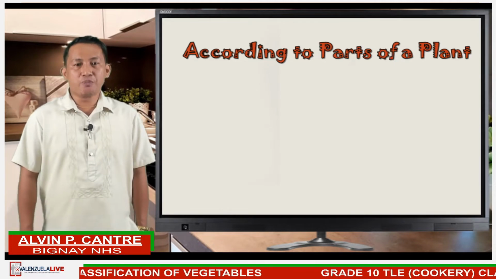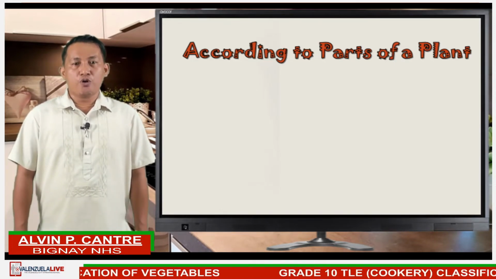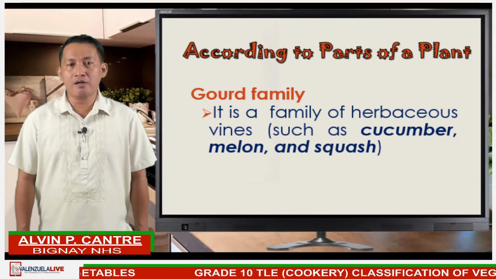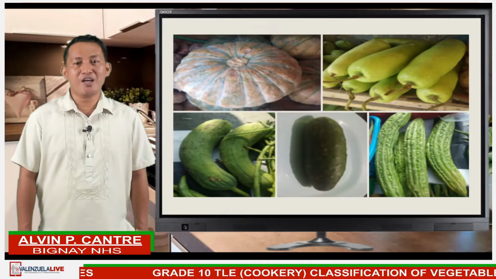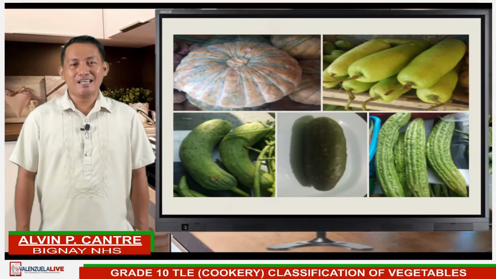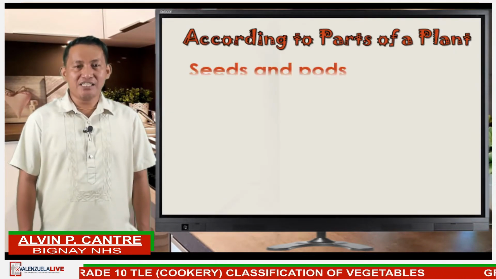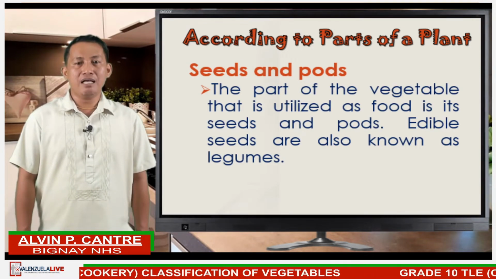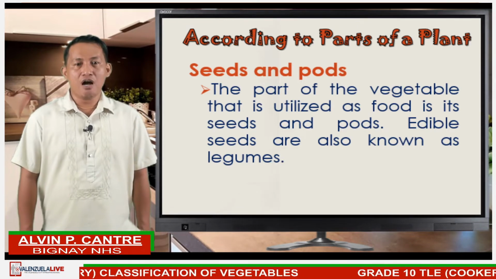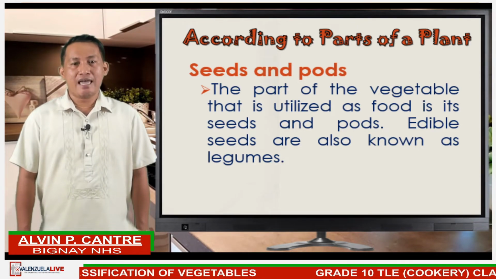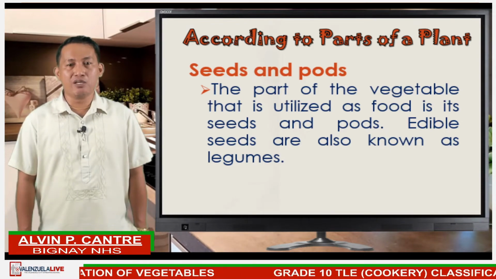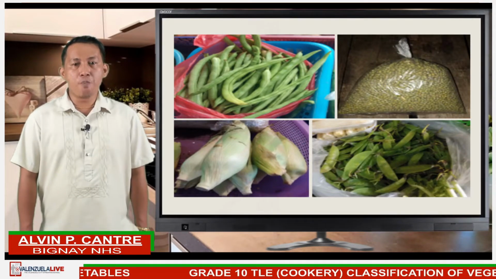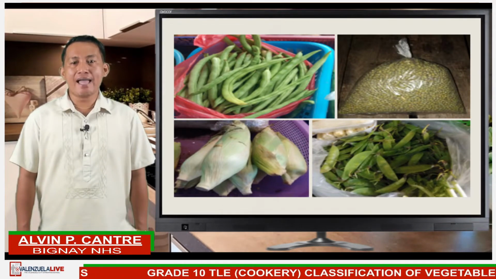Now first, let's begin with the gourd family. Gourd family is a family of herbaceous vine such as cucumber, melon, squash, and pumpkin. Second are seeds and pods. In the seeds and pods, the part of vegetable that is utilized as food here are its seeds and pods. Edible seeds are also known as legumes. Examples are peas, beans, snow peas, sprouted beans, and sweet corns.